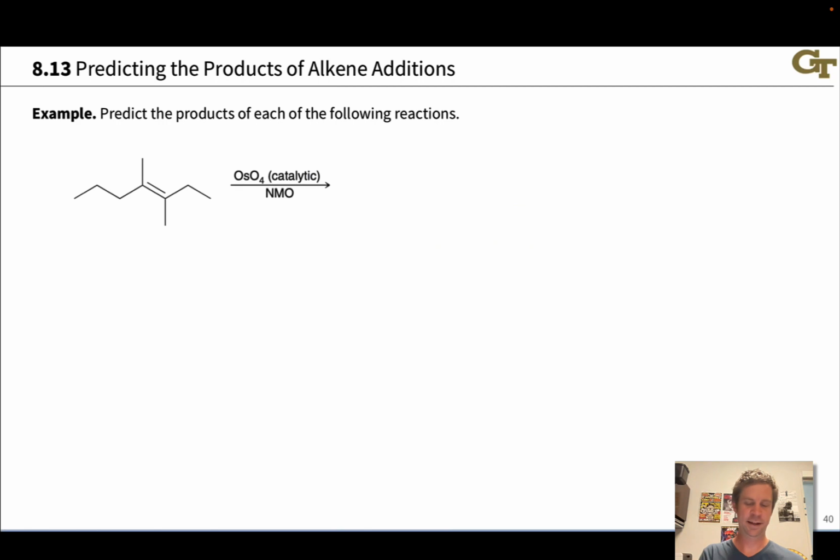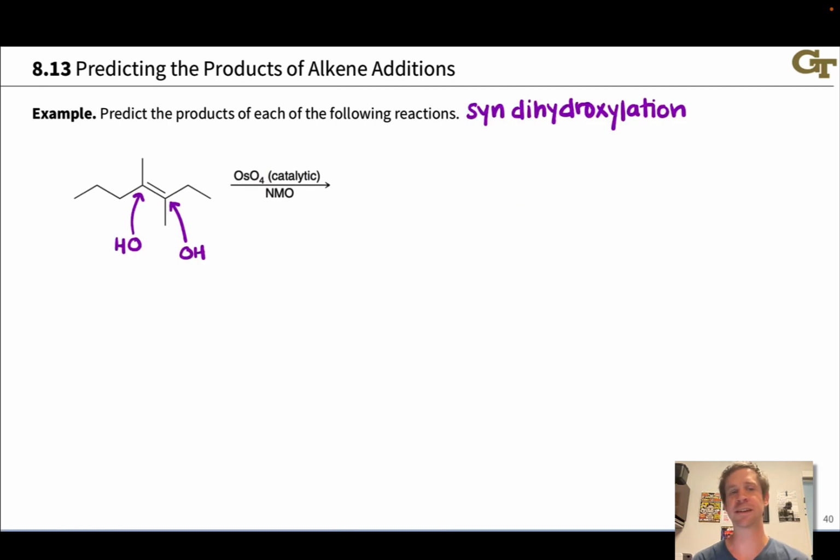So here we have this alkene. It's almost symmetric, but not quite. Notice we have an ethyl group on one side and a propyl group on the other, with these two methyl groups connected to the two carbons of the alkene. And we've got catalytic osmium tetroxide and NMO. Those are syn dihydroxylation conditions. So we're going to add an OH group to each carbon of the alkene.